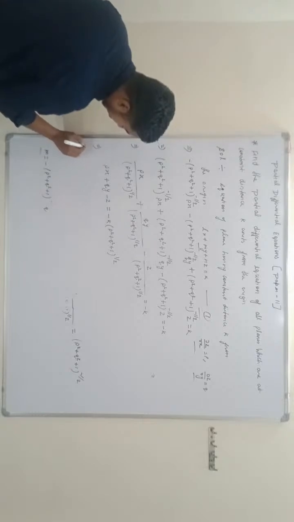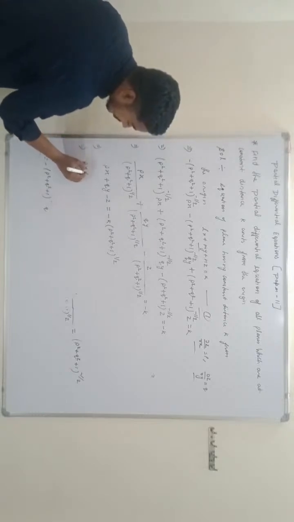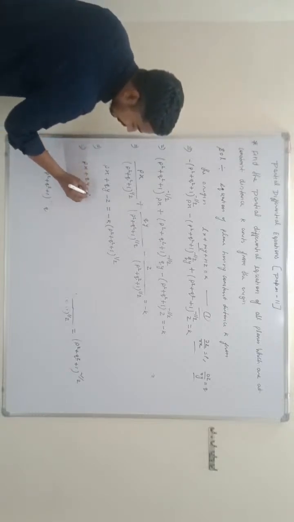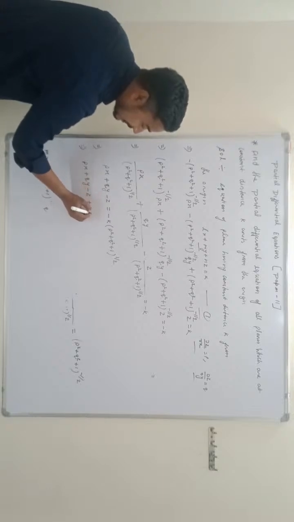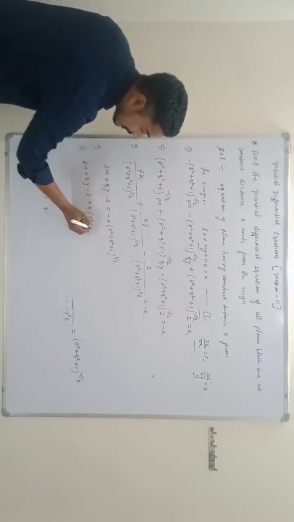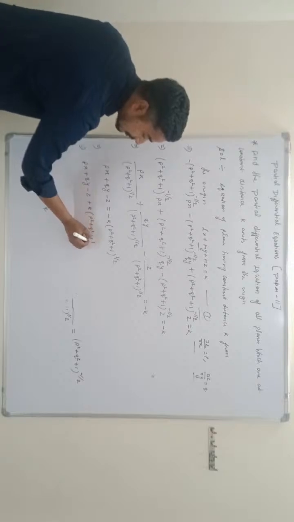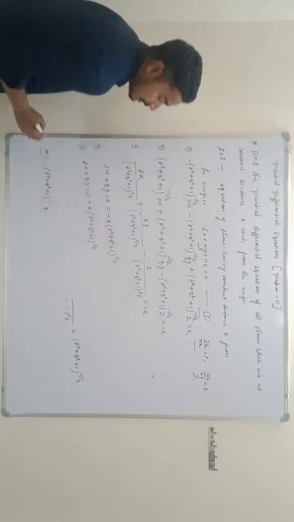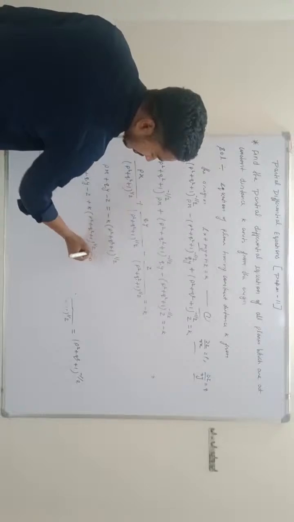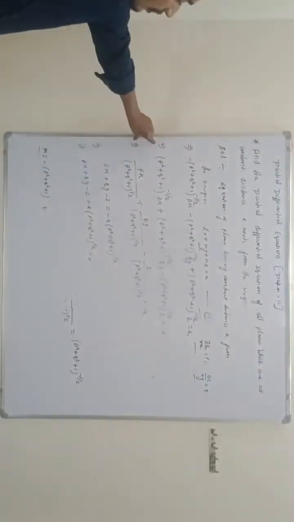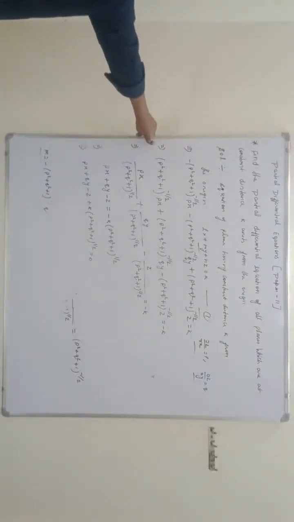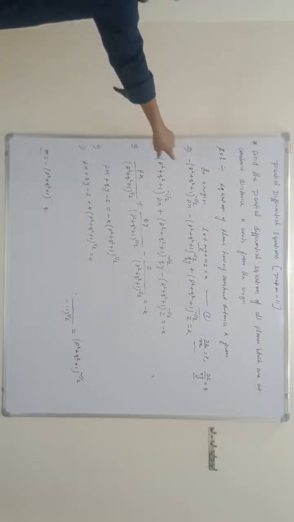This is given by px + qy - z + k into (p² + q² + 1)^(1/2) = 0. This is the required partial differential equation of the planes which are at constant distance k units from the origin.